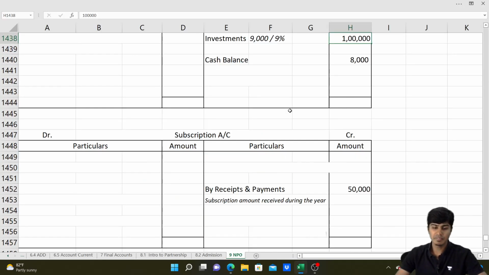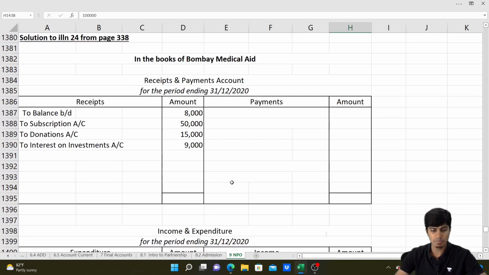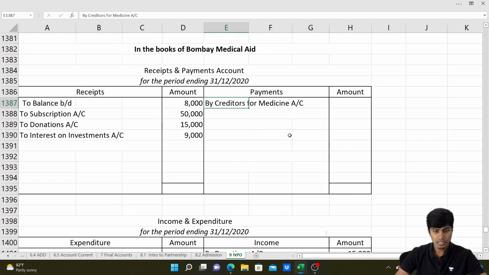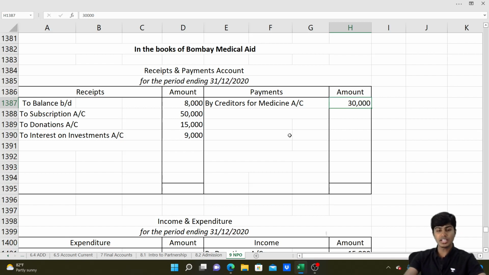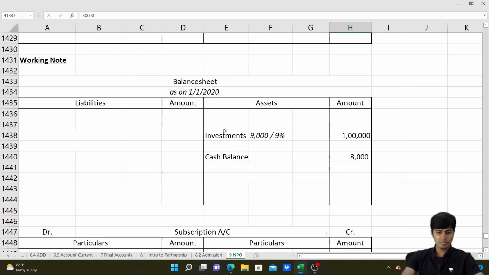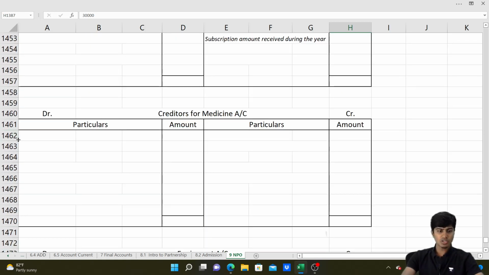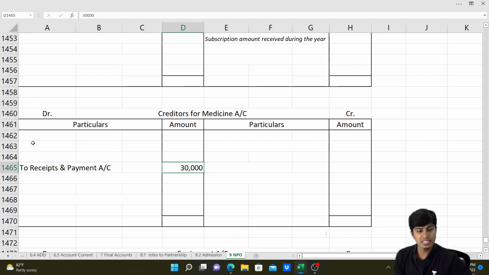Payment will come in our receipts and payment account as payment. I'll write here on the payment side, creditors for payment 30,000. So in receipts and payment, we write creditors for medicine. So in creditors for medicine, I should write to receipts and payment. Shall I write to receipts and payment? Creditors for medicine, I'll write to receipts and payment account. This is 30,000 rupees. To receipts and payment account, how much? 30,000 rupees. Got it, everyone?